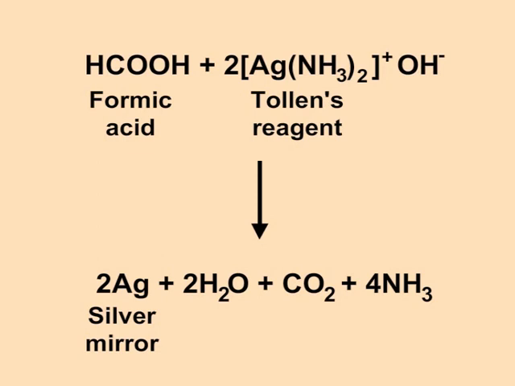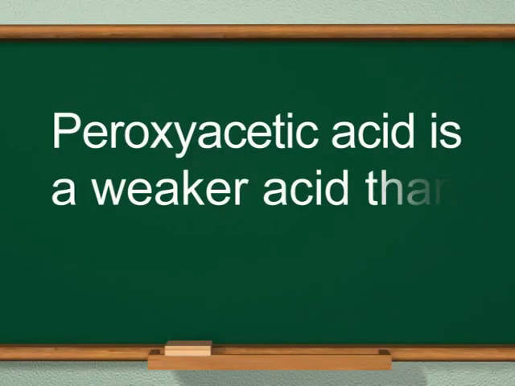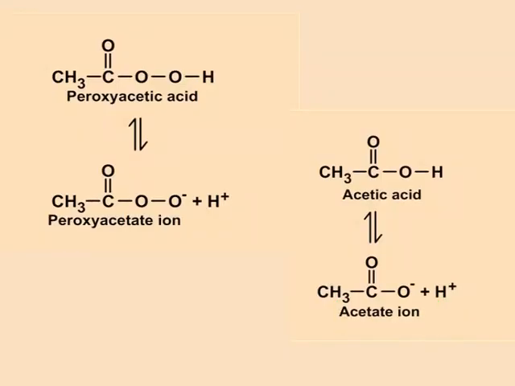My next question is, peroxyacetic acid is a weaker acid than acetic acid. Explain. And the answer is, acetate ion is more stable than peroxyacetate ion because of conjugation, which is absent in the latter. This means that acetic acid is a stronger acid than peroxyacetic acid.